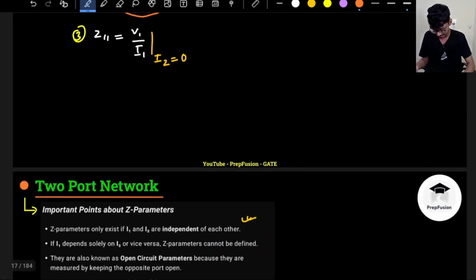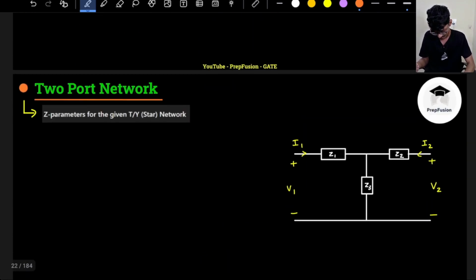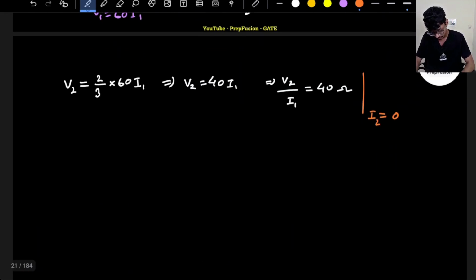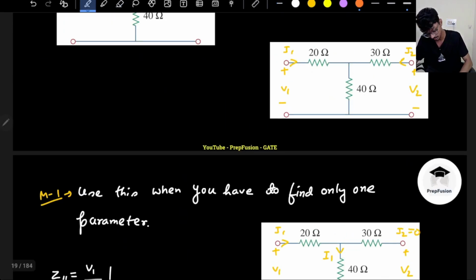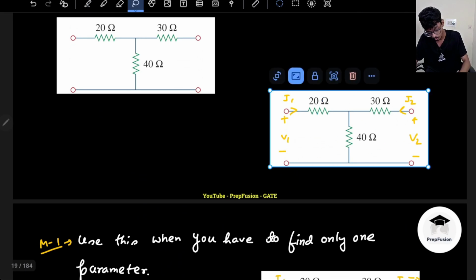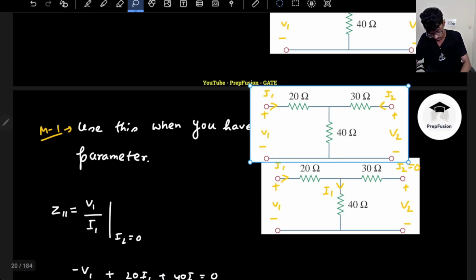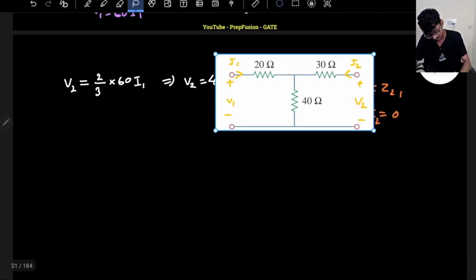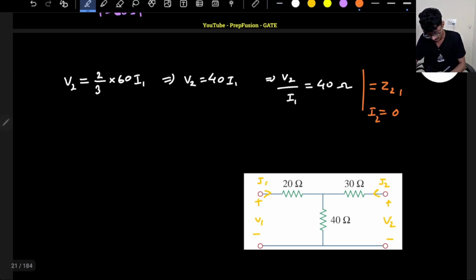So let's come back to where I was. Yeah, I was here, so this is my Z21. Okay, I got my Z21. Now let's solve for Z12 and Z22. Let's first find out Z22. So what is Z22? Z22 is V2 by I2 when my I1 is equal to 0.